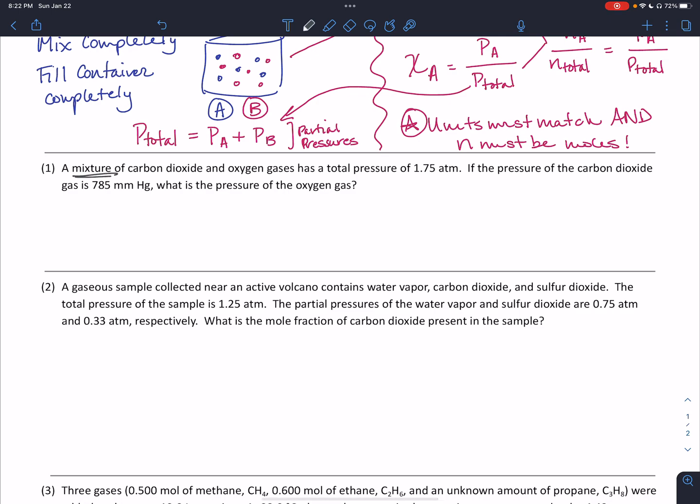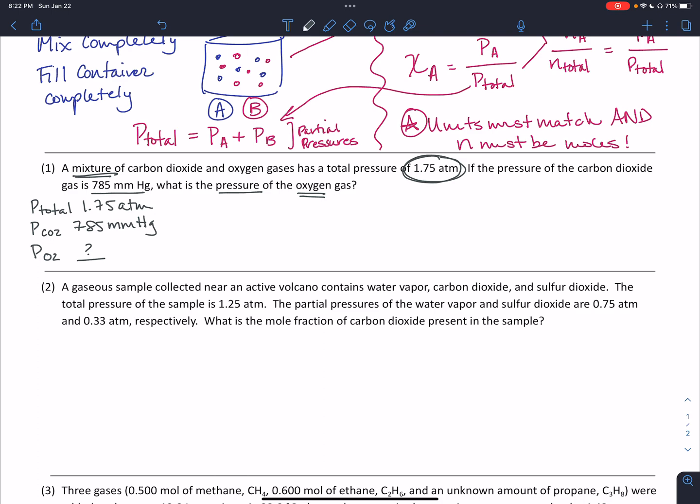So we've got a mixture of CO2 and O2 with a total pressure of 1.75 atmospheres. If the pressure of CO2 is 785 millimeters of mercury, what is the partial pressure of oxygen? All right, so we've got a total pressure of 1.75 atmospheres, and we have a partial pressure of CO2 of 785 millimeters of mercury. And the problem's asking us for the partial pressure of the oxygen within that container.